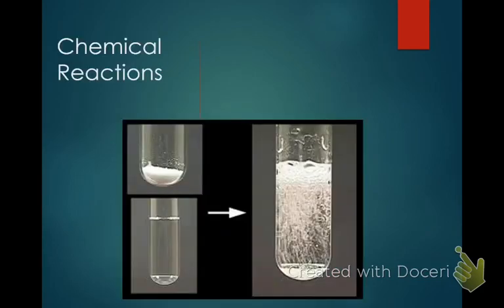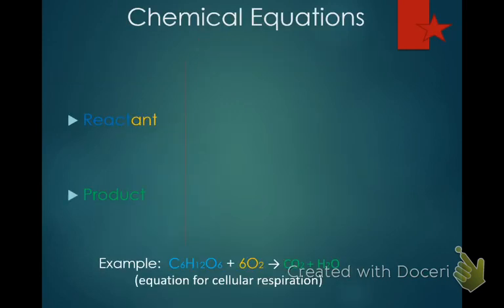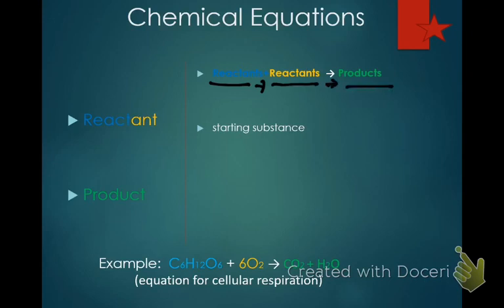Okay, so chemical reactions. Chemical reactions are processes where atoms or substances are reorganized into different substances. In other words, bonds are breaking and forming. Okay, so chemical equations, whenever we're talking about a chemical reaction, we write a chemical equation. So we can see that it is usually the reactants plus reactants yields the products, okay?